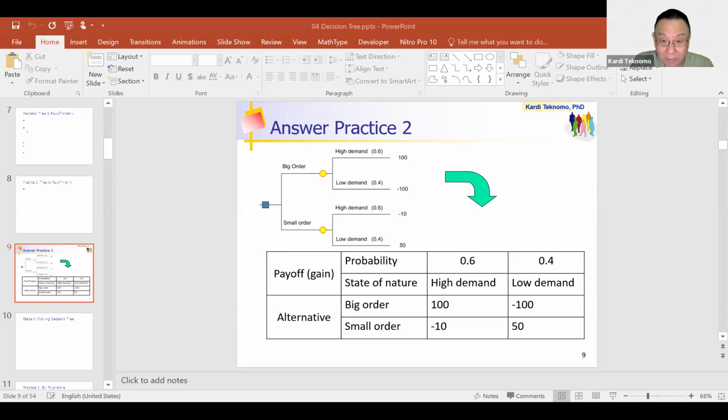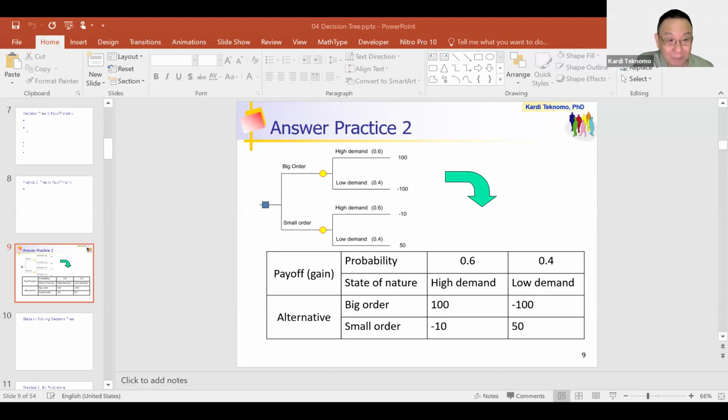If there's high demand and you set a big order, this is your gain. If big order and there's low demand, this is your loss. If you do a small order, only inventory, and there is high demand, you lose the opportunity, so this is your value. If small order and low demand, this is the profit, a little profit. So based on this table, you can set up the decision tree, isn't it?